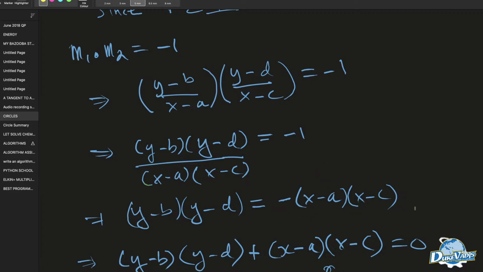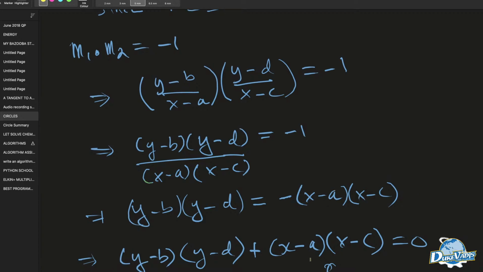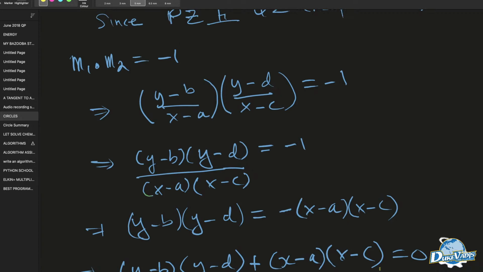Now after that, we shift this in here. So this one will be (x minus a)(x minus c) plus (y minus b)(y minus d) is equal to 0. Hence the proof. Yeah, guys, this is where we finish. Okay, so I'm going to see you again. This is the best way we can go about it.